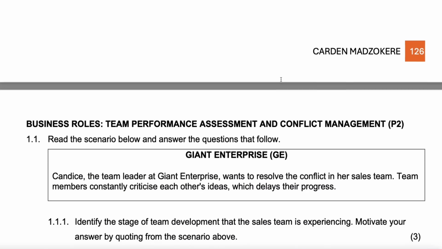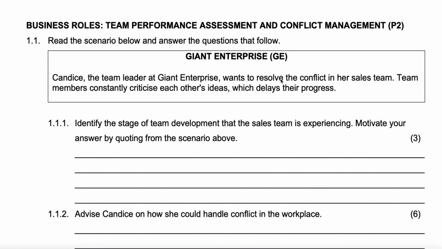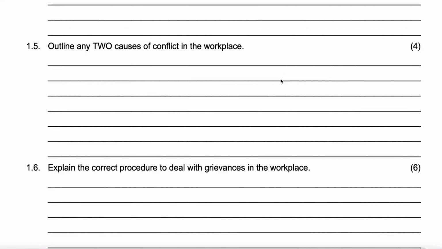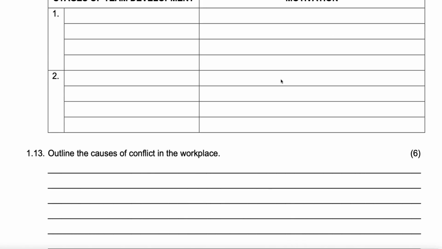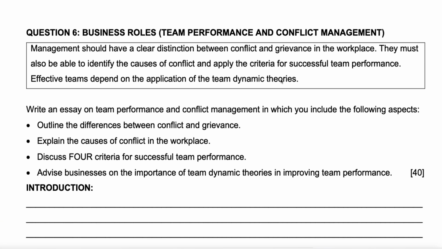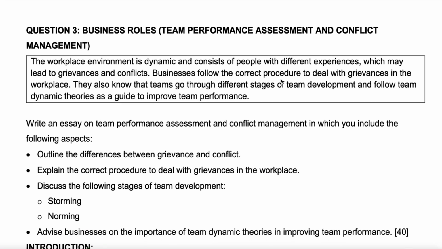Then we move on to the next one, which is team performance, assessment, and conflict management. So all our questions on team performance, there they are. I know I'm moving fast, yes, because we're not going in depth with each item here. Then essay 1, essay 2, that's it, under team performance.